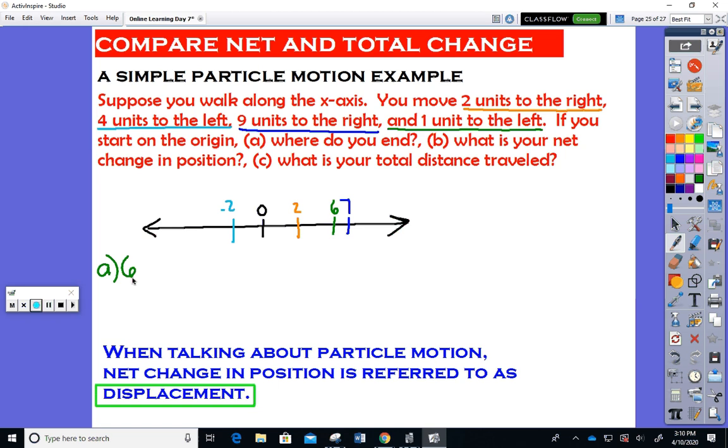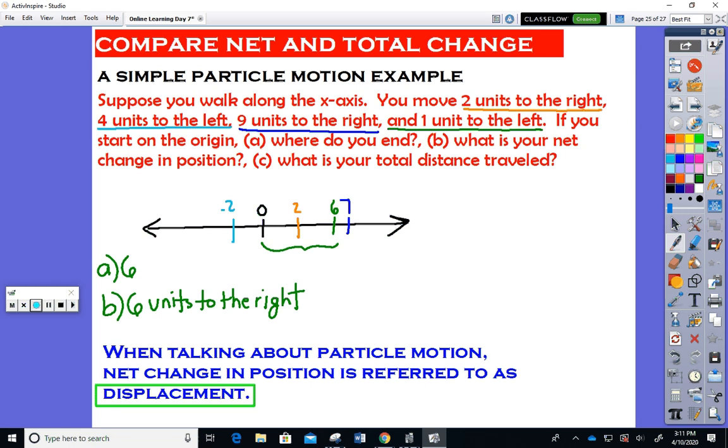What is your net change in position? Well, again, I started at 0 and I wound up at 6. So my net change in position is 6 units to the right. That was my displacement. I was displaced 6 units to the right of my starting point.